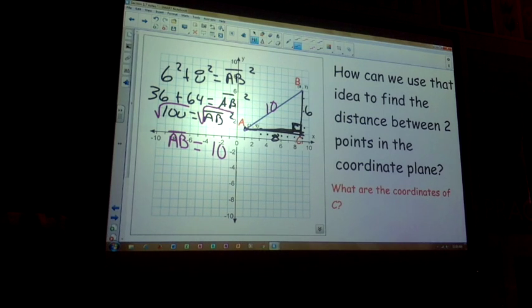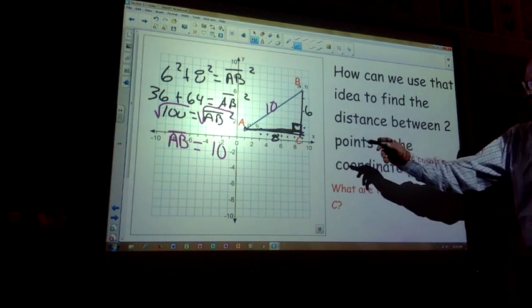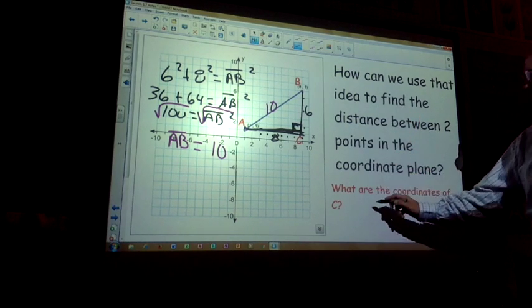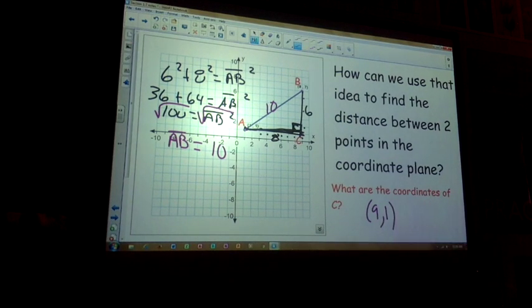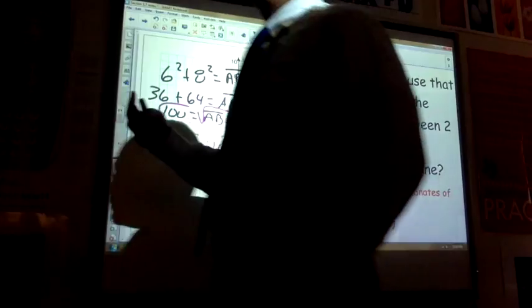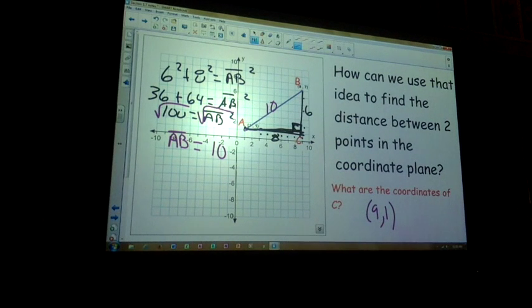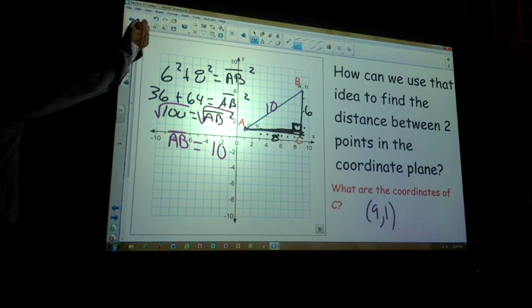What are the coordinates of C? Well, the coordinates of C look like 9, 1, I think. Yeah, so that's everything about how the Pythagorean theorem would work with the distance formula. The distance formula was derived from the Pythagorean theorem, and that's exactly how we would do it. So that's how we'd find the distance.